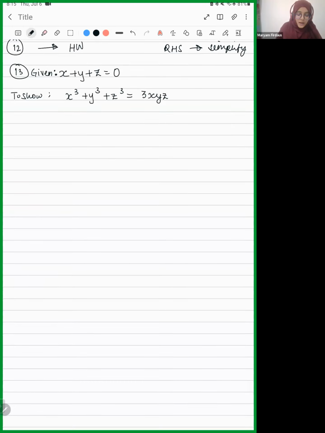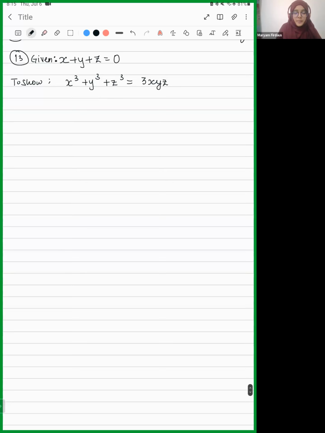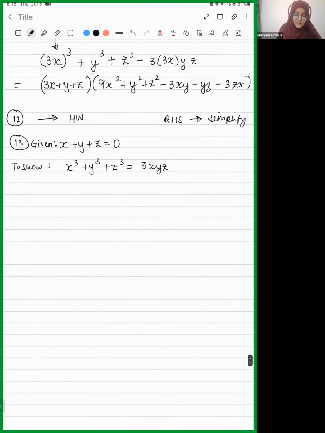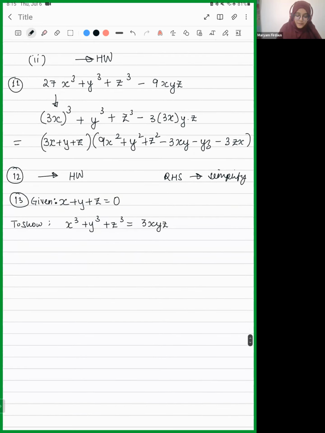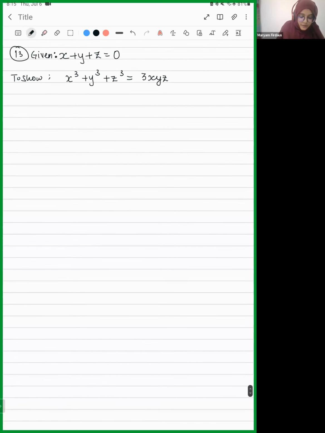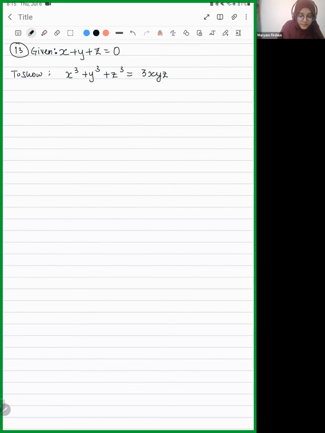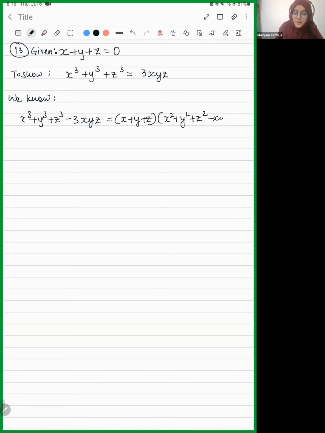Now, try to recall this identity of yours. Let me write it again. We know that x cube plus y cube plus z cube minus 3xyz equals x plus y plus z, the same identity which we used in the previous question, into x square plus y square plus z square minus xy minus yz minus zx. Okay, we know this identity.